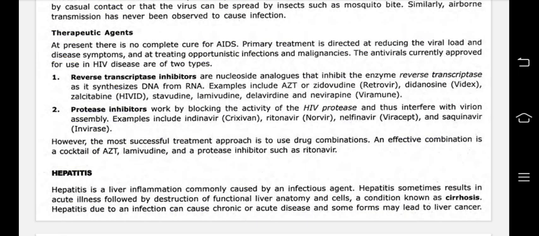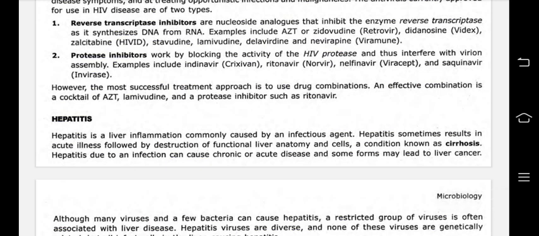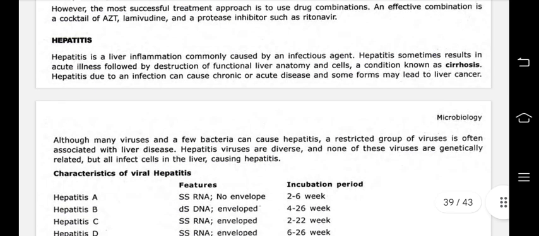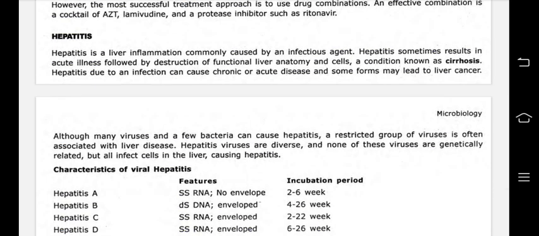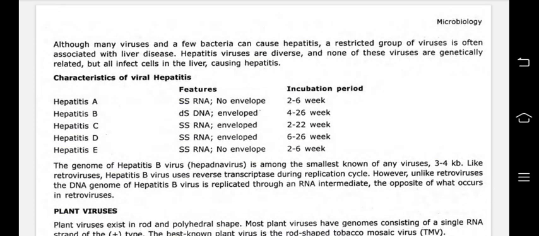Hepatitis is a liver inflammation commonly caused by an infectious agent. Hepatitis sometimes results in acute illness followed by destruction of functional liver anatomy and cells, a condition known as cirrhosis. Hepatitis due to an infection can cause chronic to acute disease and some forms may lead to liver cancer. Although many viruses and a few bacteria can cause hepatitis, a restricted group of viruses is often associated with liver disease. Hepatitis viruses are diverse and none of these viruses are genetically related, but all infect cells in the liver causing hepatitis. Characteristics of viral hepatitis: hepatitis A, B, C, D, E types are there.